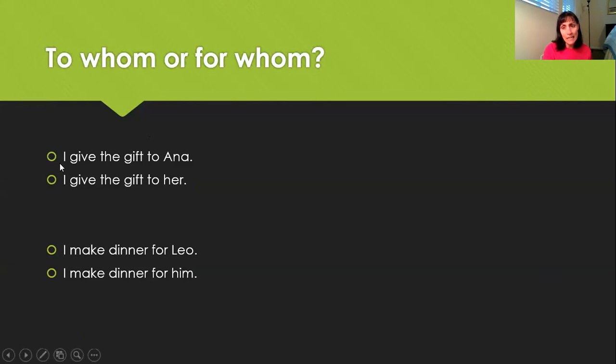So for example, I, that's the subject, give, that's the verb. I give what? The gift, that's the direct object. To whom? To Anna. Anna is our indirect object. She's indirectly receiving the action of the verb. And I can replace Anna with a pronoun, her. Okay, so in this sentence, I, subject pronoun, give, verb, the gift, direct object. To whom? To her. That's our indirect object pronoun.